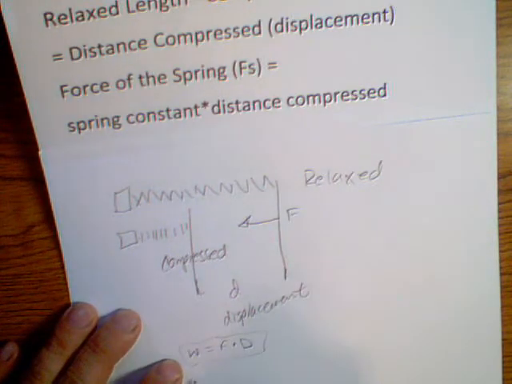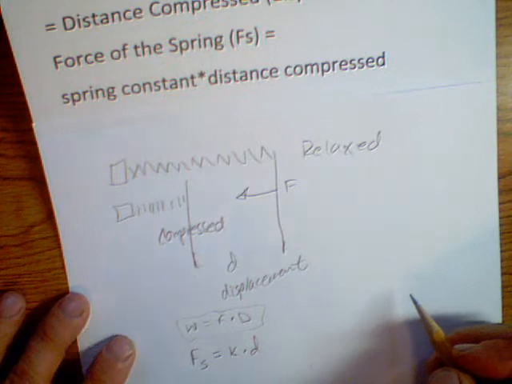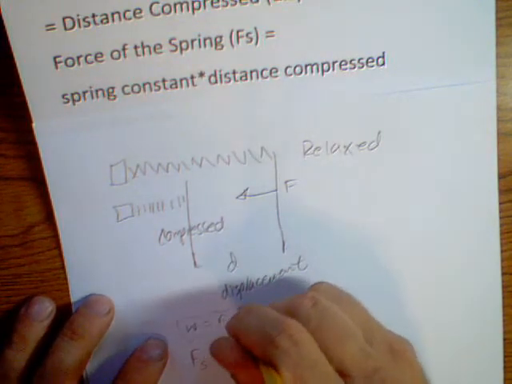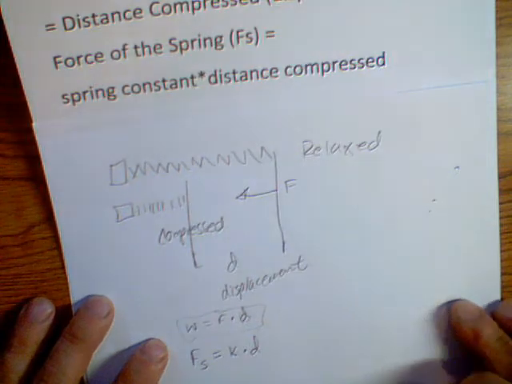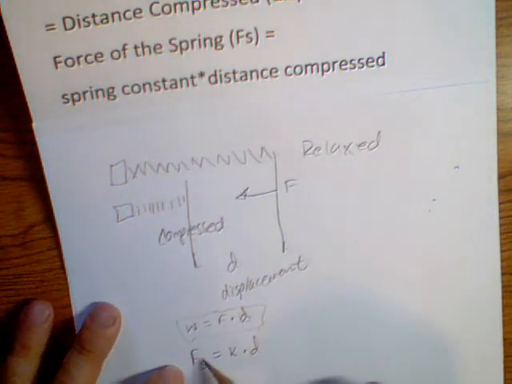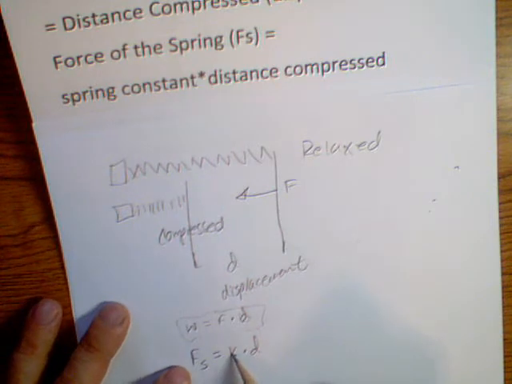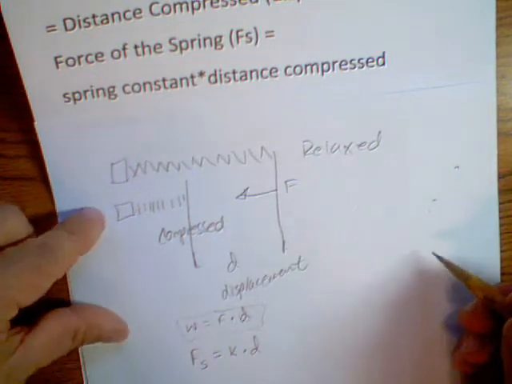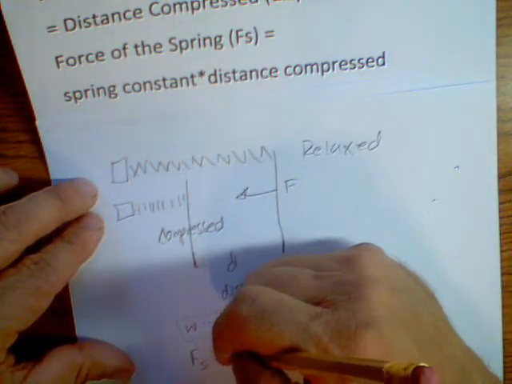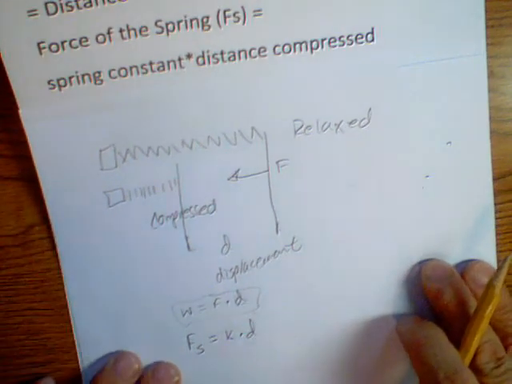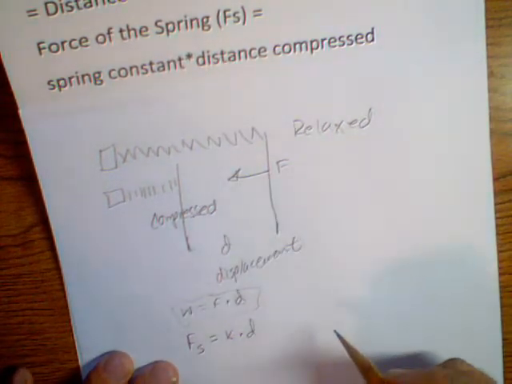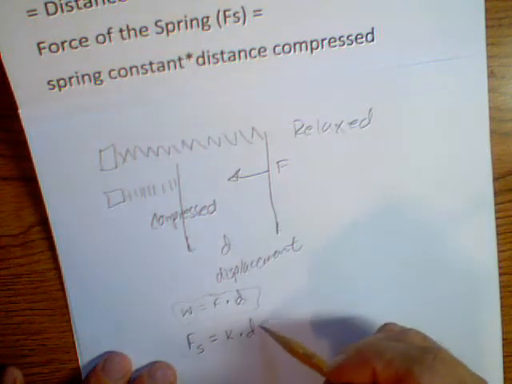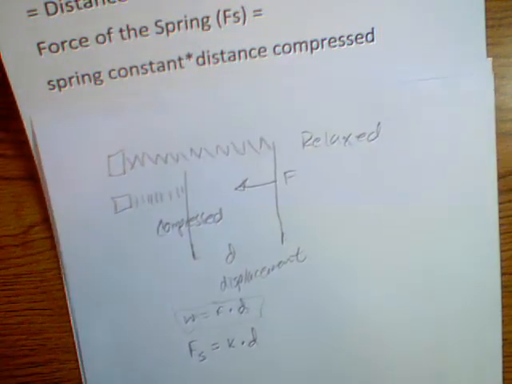The force of the spring is equal to the force constant times the displacement, times d. I should consistently use a lowercase there. The force of the spring is going to be in the opposite direction, so technically this is negative, but I'm going to try not to confuse you with this. This is referred to as Hooke's law, and we're going to take Hooke's law and combine it with work.